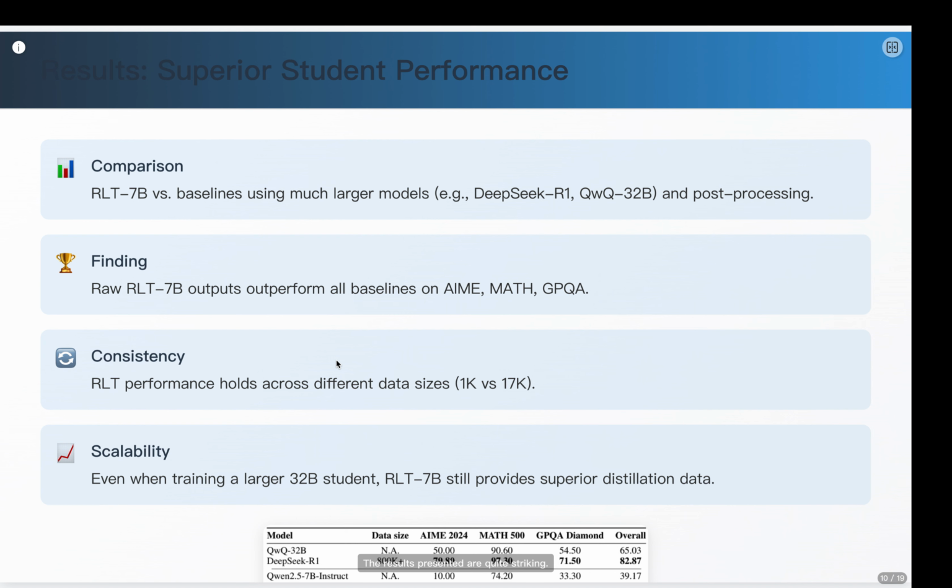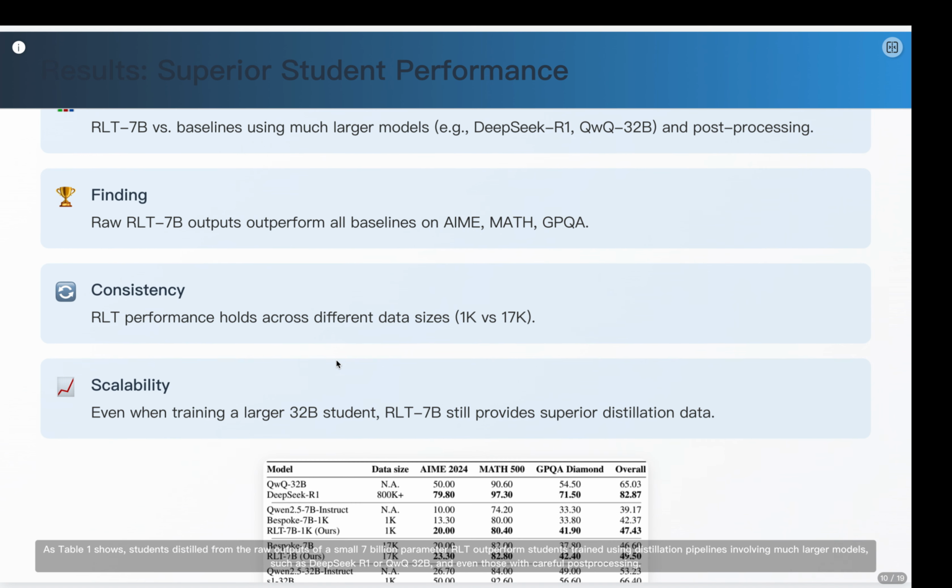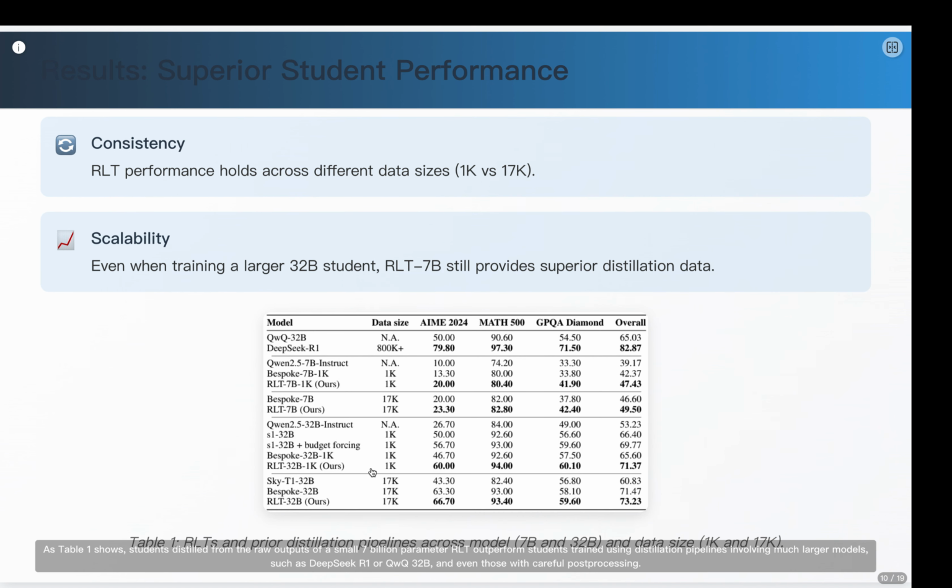The results presented are quite striking. As Table 1 shows, students distilled from the raw outputs of a small 7 billion parameter RLT outperform students trained using distillation pipelines involving much larger models, such as DeepSeek R1 or QwQ-32B, and even those with careful post-processing.